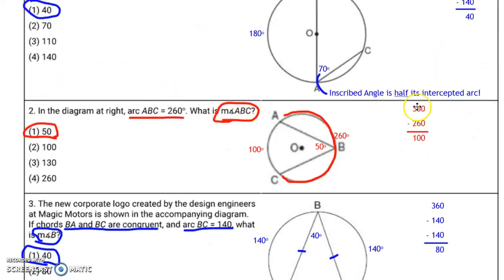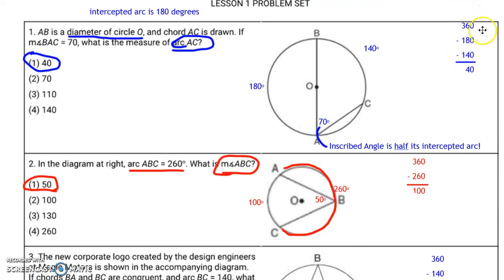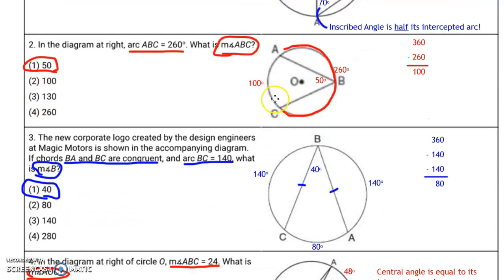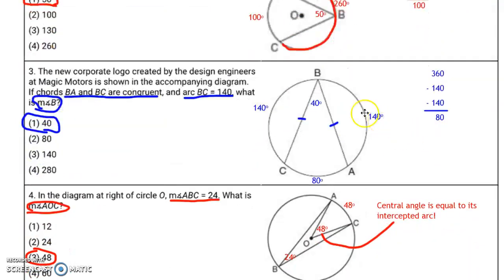Some of the problems used the 360 idea, which means all of the arcs added together in a circle are equal to 360. So for example, here we knew this arc was half the circle, so that's 180. This arc was 140, and this arc had to be 40. In this one, this arc was 260, ABC, so that meant this arc had to be 100. So we were using that trick to figure out the missing arcs.